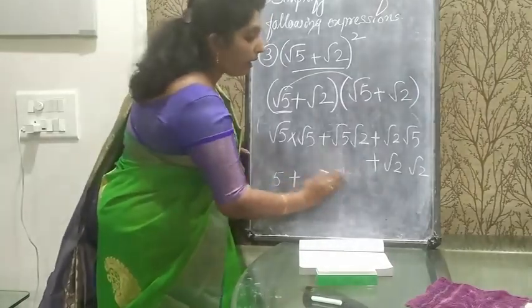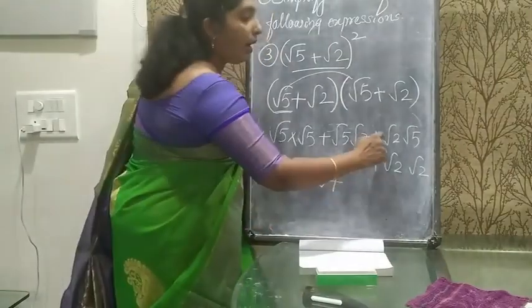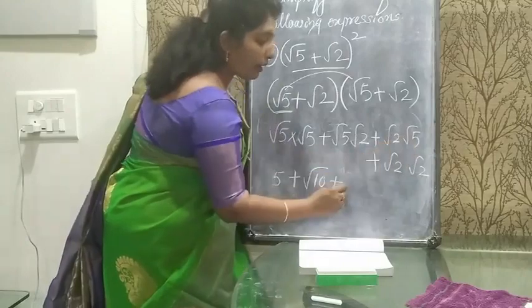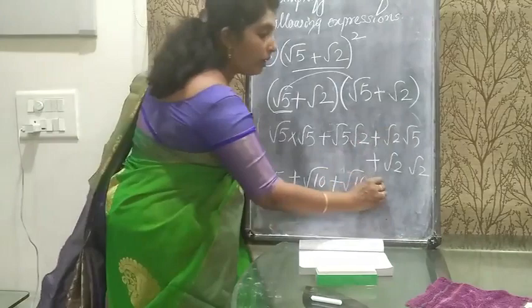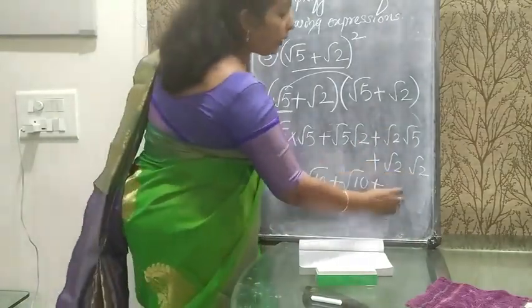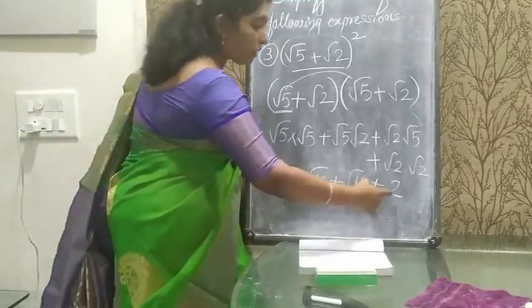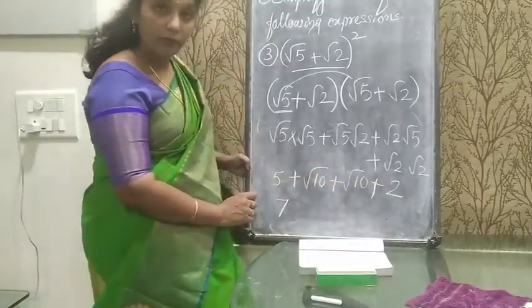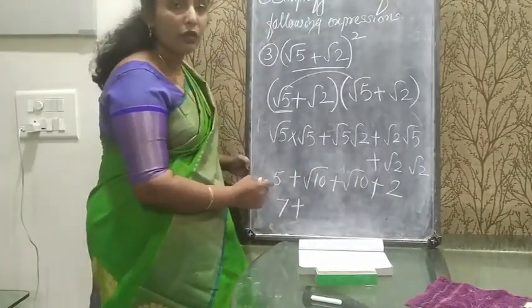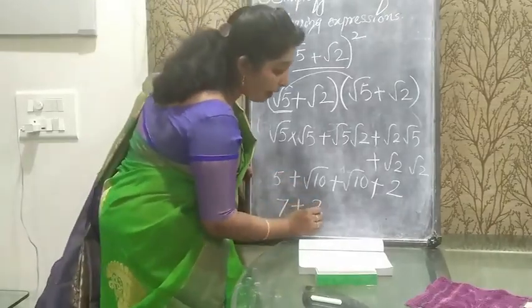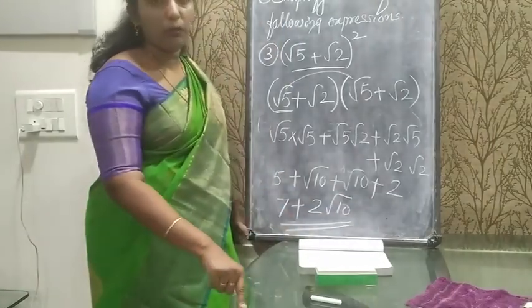So here directly I will write it as root 10 plus under the root 2 into under the root 5, that can be written as under the root 2 into 5, which is under the root 10, plus root 2 into root 2, that is again 2. So here 5 plus 2, that can be written as 7 plus root 10. If we are adding these two root 10s, then we will be getting 2 times root 10. This way you have to simplify.